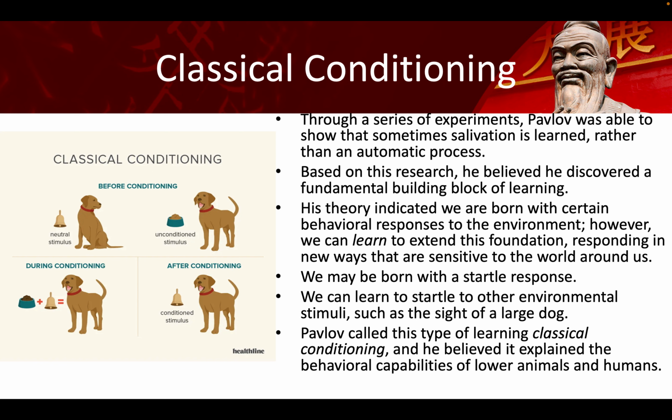We may be born with a startle response. We can learn to startle to other environmental stimuli, such as the sight of a large dog. Pavlov called this type of learning classical conditioning, and he believed it explained the behavioral capabilities of lower animals and humans.